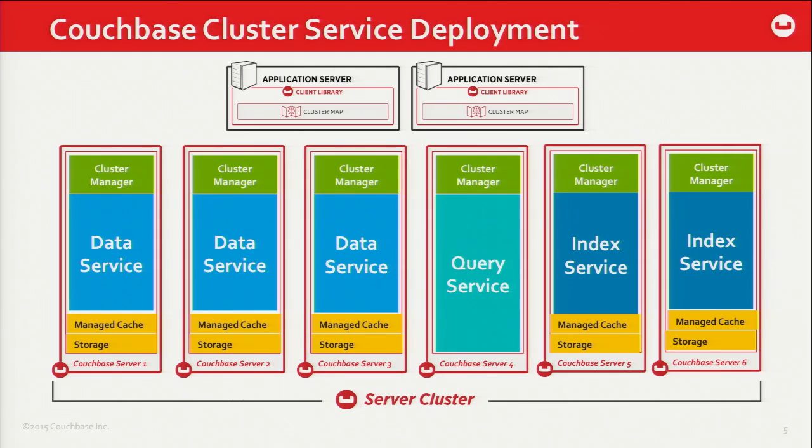And when you deploy Couchbase Server, you have a choice to say, hey, what service do you want to activate on a particular node. So in this particular example, I have a cluster with 6 nodes, and I have three data services, 1 query service, and 2 index services.